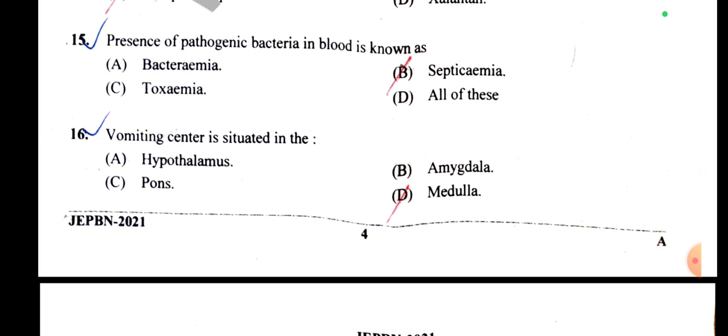In septicemia, bacteria causes blood poisoning. Bacteremia is the presence of bacteria in blood. And toxemia is blood poisoning by toxins from a local bacterial infection. And toxemia is presence of bacterial toxin in blood. And the presence of pathogenic bacteria in blood is septicemia. It causes blood poisoning.